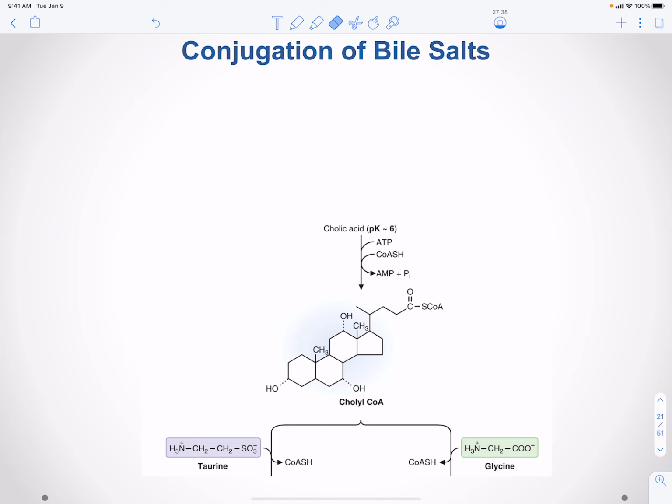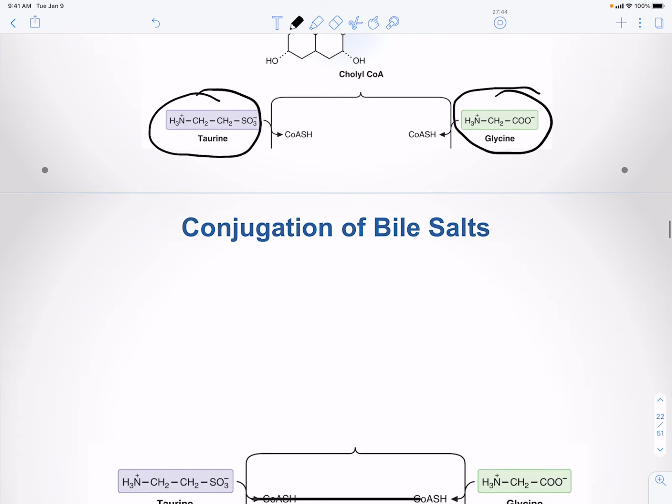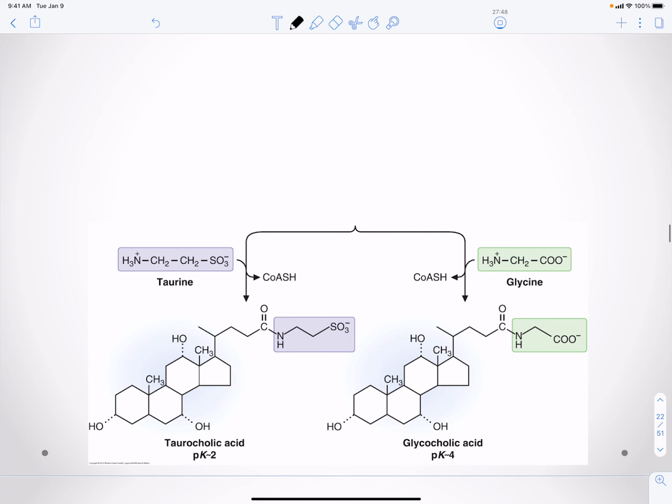So coenzyme A can either work with the taurine or a glycine. And then you're going to form the two bile salts, taurocholic acid and glycocholic acid. So glycocholic acid and glycochenocholic acid, the bile salts are going to be conjugated with glycine. And then the taurine conjugates, taurocholic and taurochenocholic acid, you're going to conjugate with taurine.